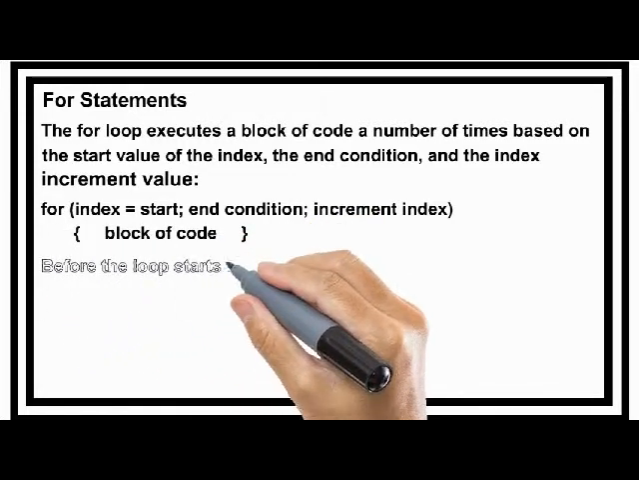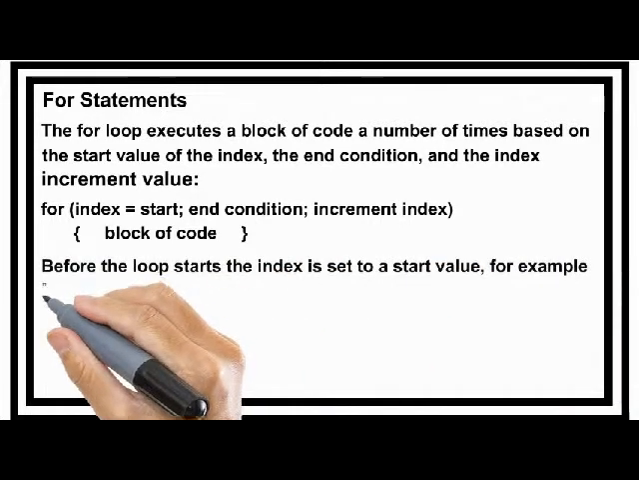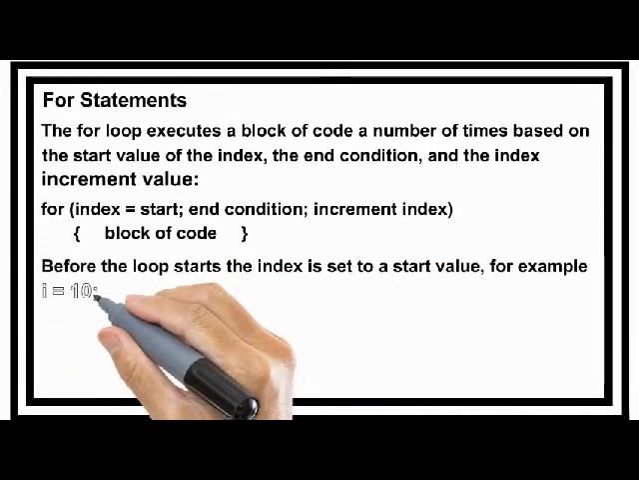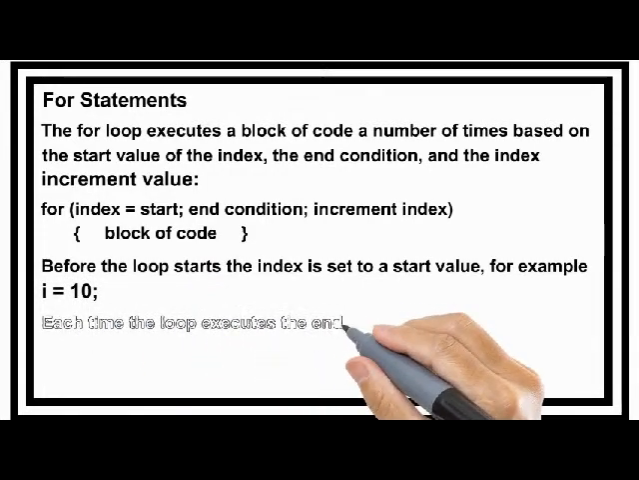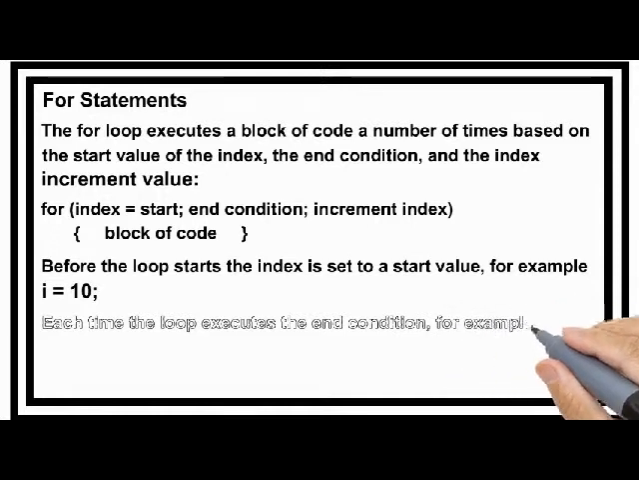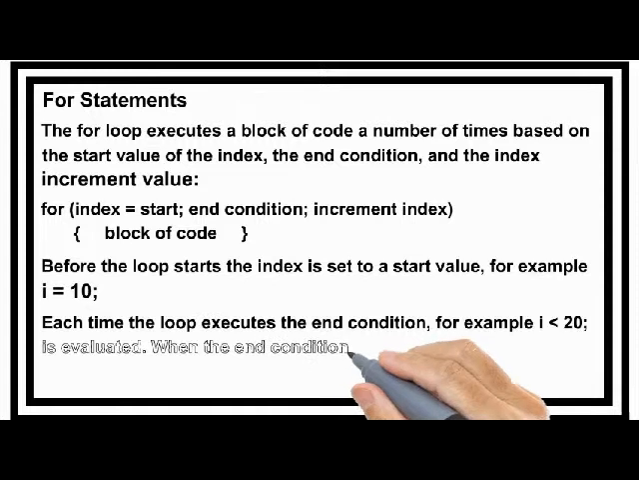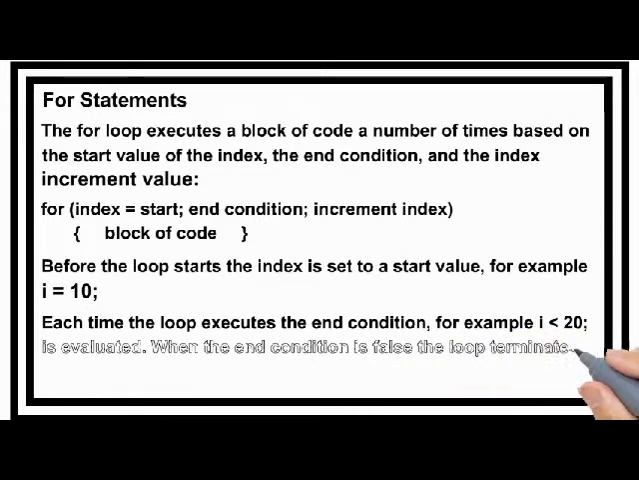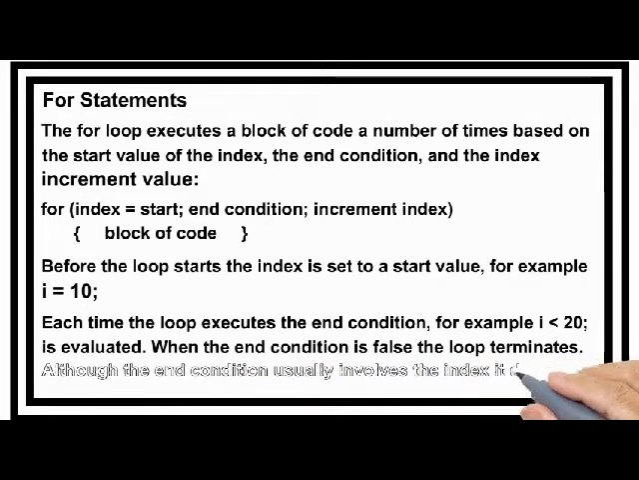Before the loop starts, the index is set to the start value. For example, i equals 10 semicolon. Each time the loop executes, the end condition, for example, i less than 20 semicolon, is evaluated. When the end condition is false, the loop terminates. Although the end condition usually involves the index, it does not have to.